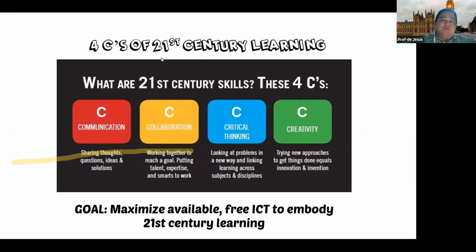All right. So you know what? In this lecture, my goal, or not just in this lecture, is why not maximize available and free ICT? We have social media, we have Zoom. Zoom is actually free. The free version only has a limit of about 40 minutes, but at least you can still use that in your meeting to embody 21st century learning. So that was the challenge that I set upon myself.